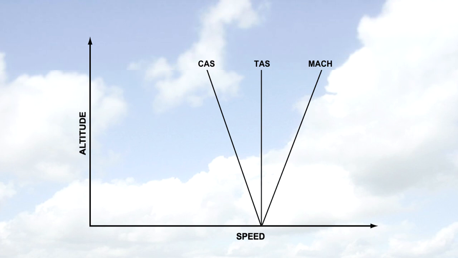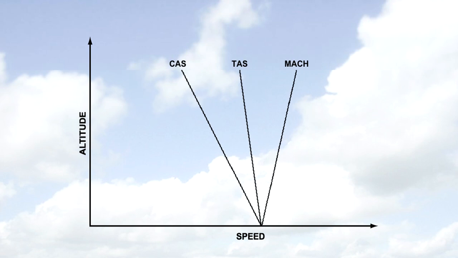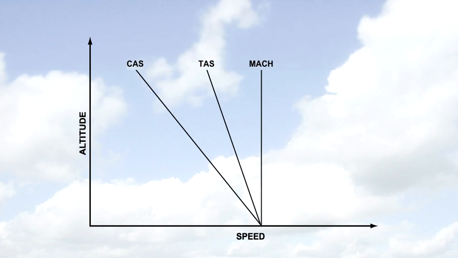Now, calibrated airspeed decreases whilst Mach number increases. If Mach number were to be kept constant, the diagram could be drawn so that the Mach line is straight up. Notice that TAS and CAS decrease with altitude.